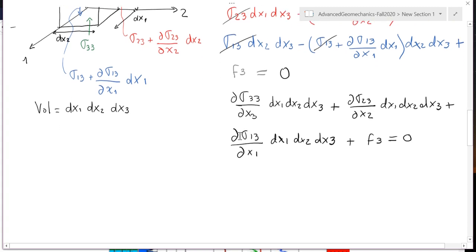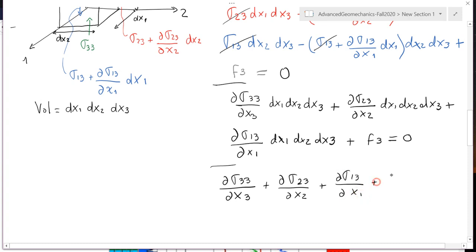And since you can notice this is a common factor, dx1, dx2, dx3, this equation is just going to simplify to the partial derivatives. I'm dividing by dx1, dx2, dx3 everywhere, and therefore I'm going to have here a force per unit of volume equal to 0. This is the result for equilibrium of forces in direction number 3, but I can do the same thing also for equilibrium of forces in direction number 1 and number 2.